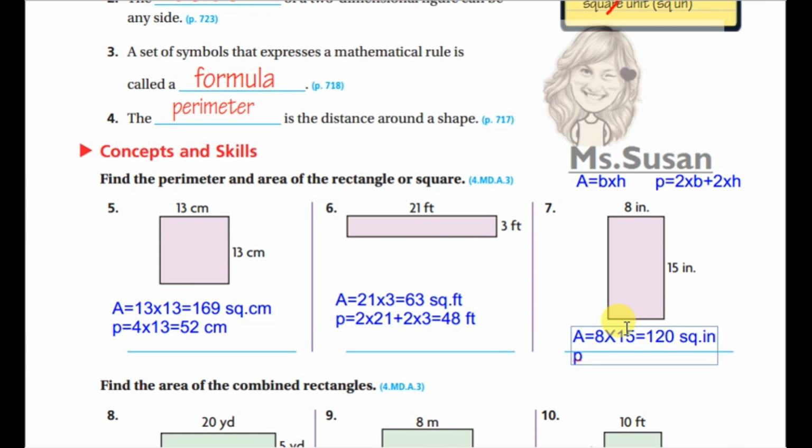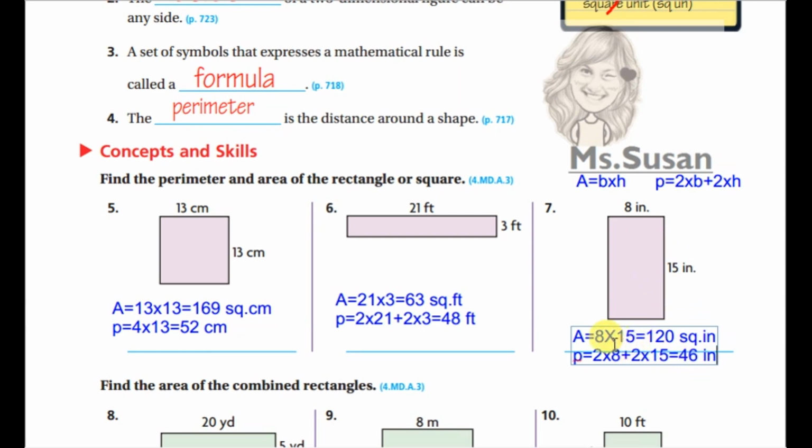Let's see the perimeter. The perimeter is adding all the dimensions together. So we have two sides that are 8, so 2 times 8, plus two sides that are 15, 2 times 15. So 15 plus 15 will be 30, and 8 plus 8 will be 16. So it will be 46. 46. And the unit here is all in inches.